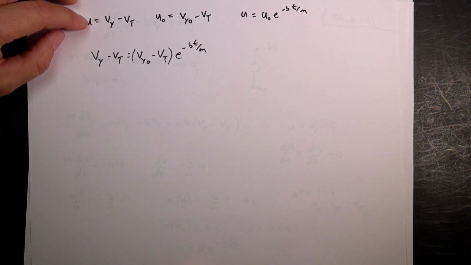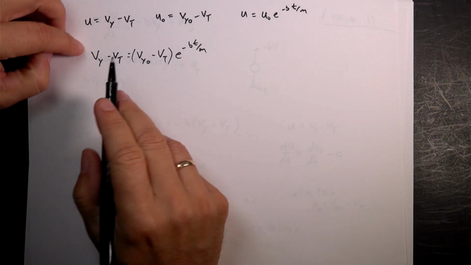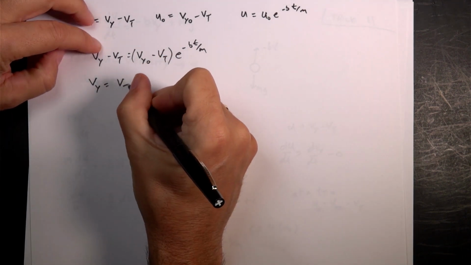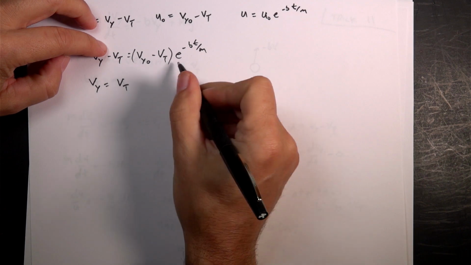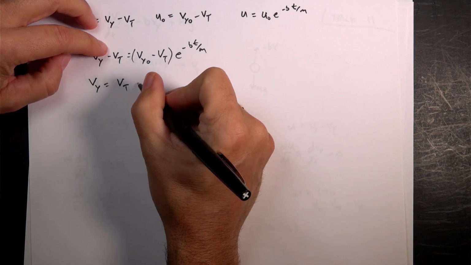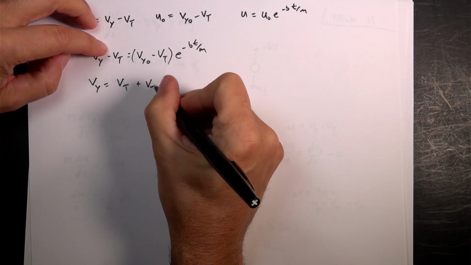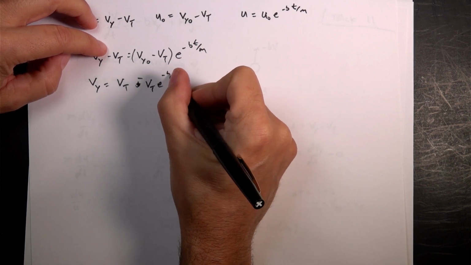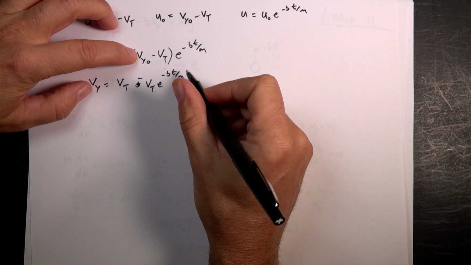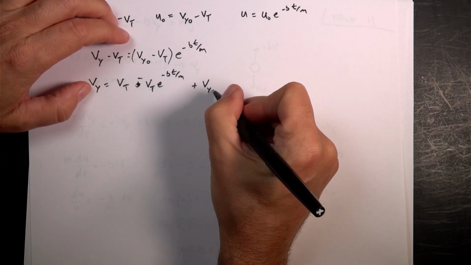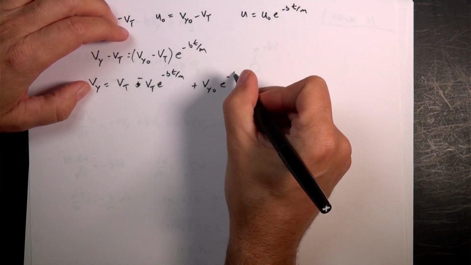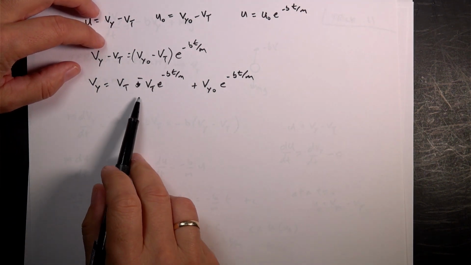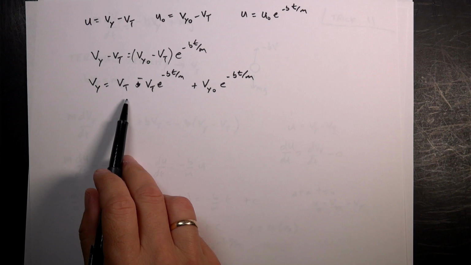Okay, can we substitute a little bit? Let's just solve this for vy. I'm going to add vt to both sides. I'm going to multiply this out because I think it's going to help me. Vy equals vt, minus vt e to the negative bt over m, and then plus vy0 e to the negative bt over m.